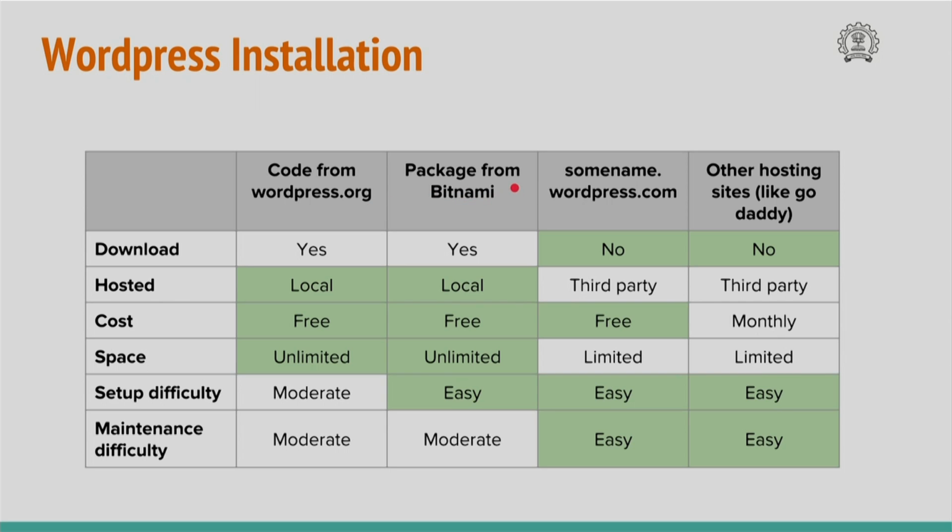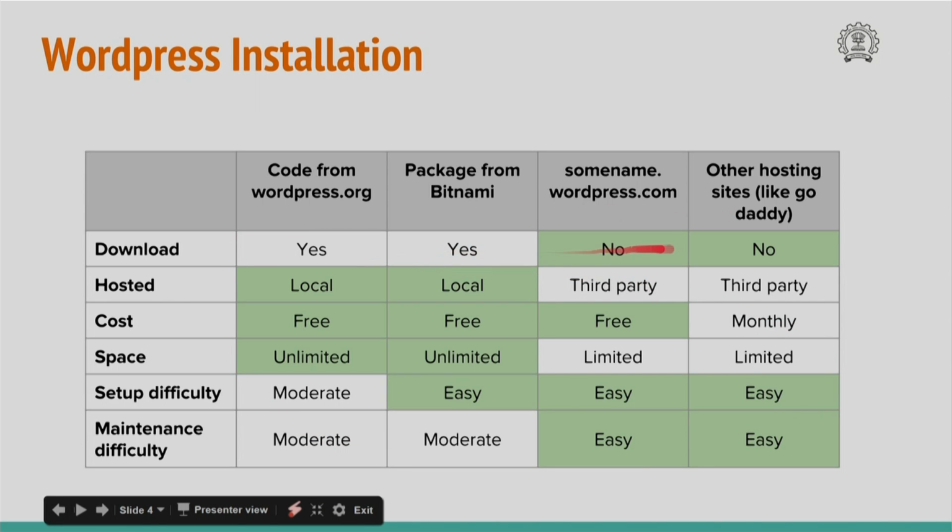You could download a package from Bitnami, or you could directly go on to wordpress.com, not org, it is com, and set up some name which is maybe your name or your lab name or a group name .wordpress.com, or there are other hosting sites like GoDaddy which can host your site. I have listed here some advantages and disadvantages of each of these options.